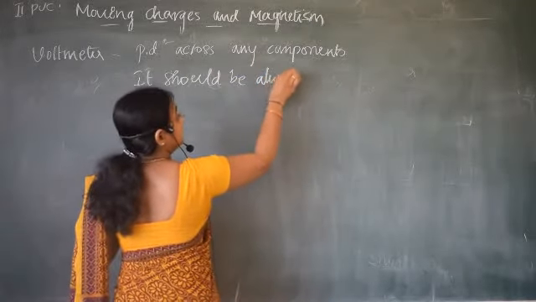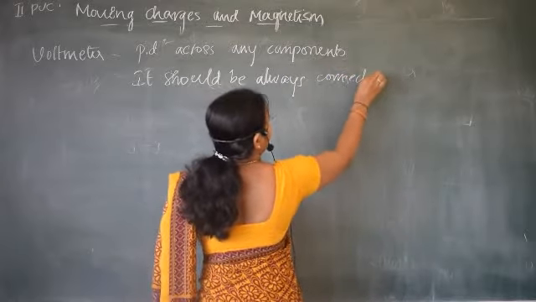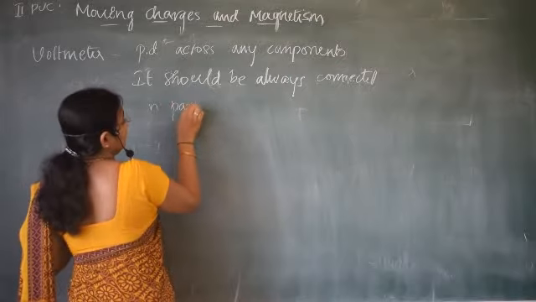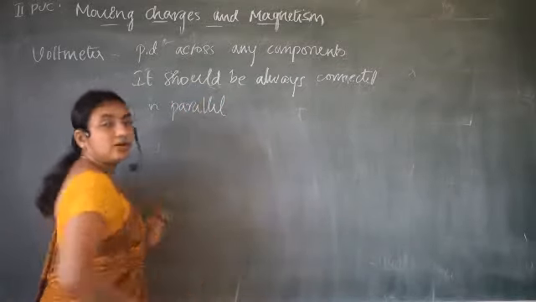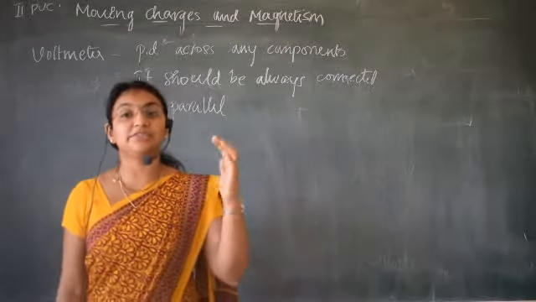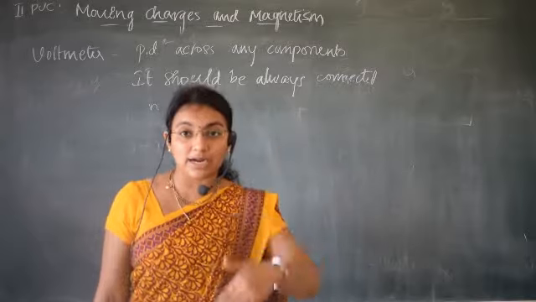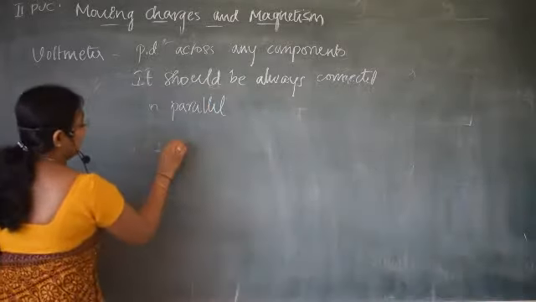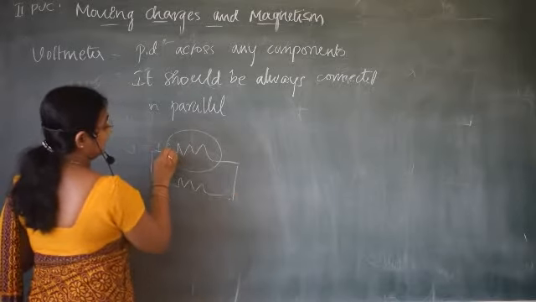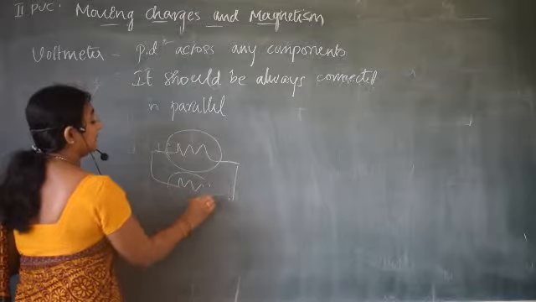Always connected in parallel. Because whenever it is connected in parallel, the potential difference will be the same in the previous one and the next one also, correct? When two resistors are connected in parallel, whatever potential difference is present here, the same potential difference will be present here also.